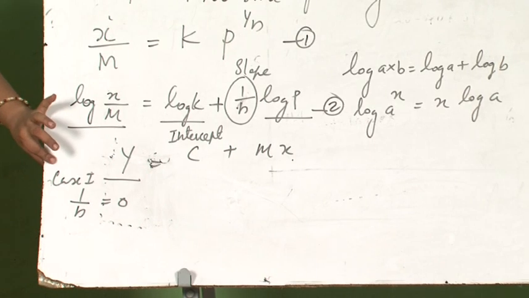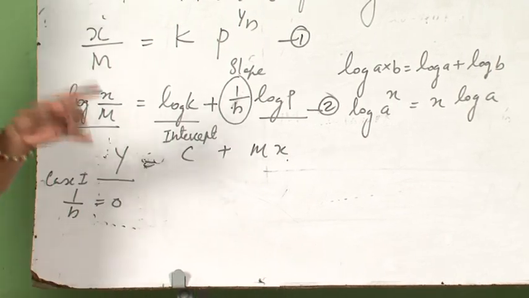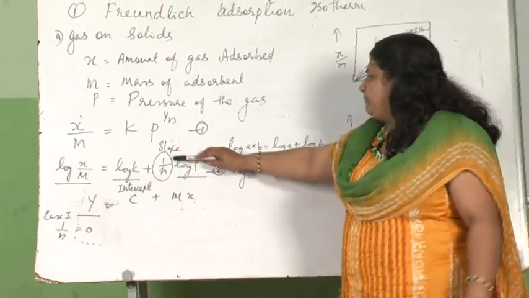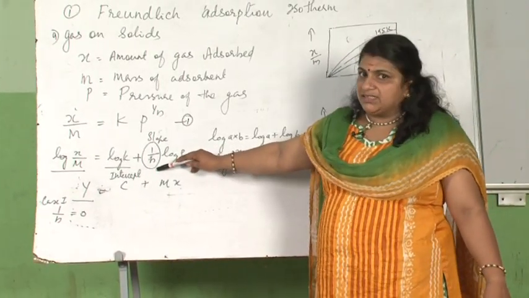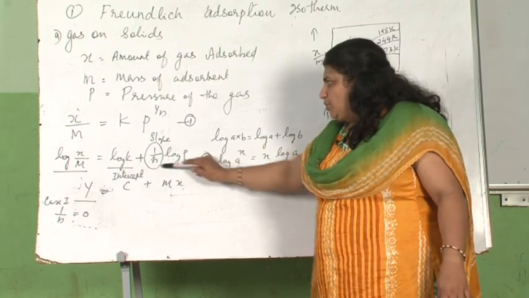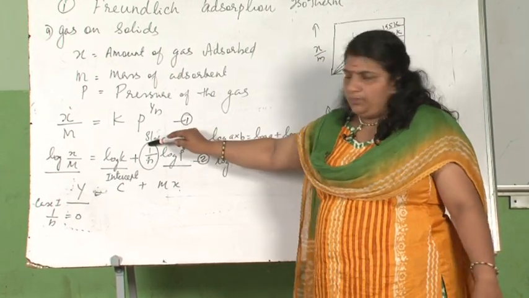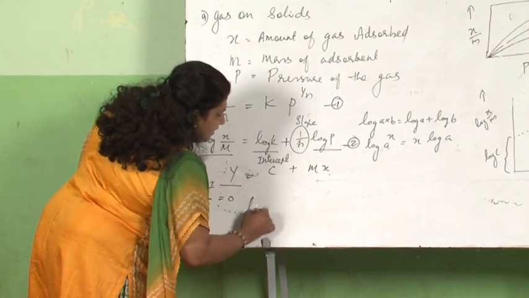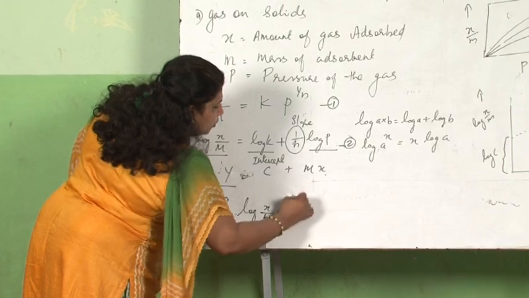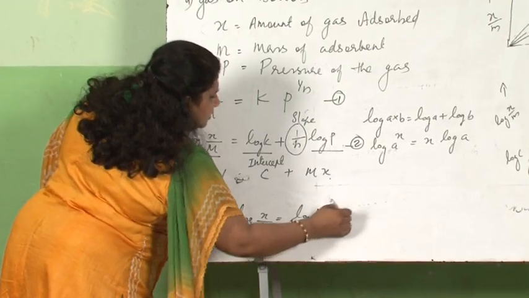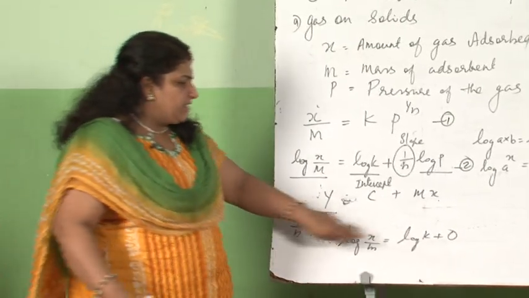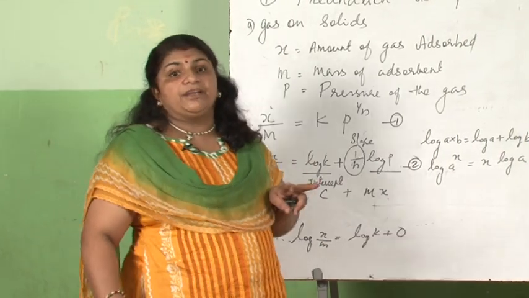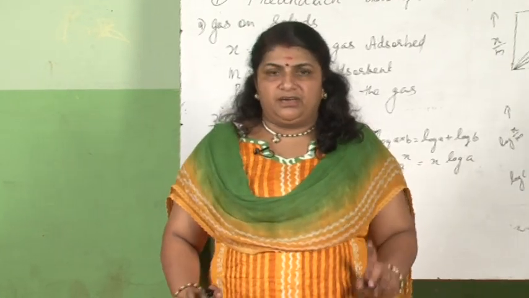Consider case 1. Always remember, this is adsorption of a gas on a solid. In this case 1, suppose 1 by n is 0. I am not telling n is 0, 1 by n is 0. So the whole term becomes 0. So the equation can be written as log x by m is equal to log k plus 0. There is no meaning in writing 0. Means k is a constant. So x by m is a constant which is independent of pressure. Is it clear to you?